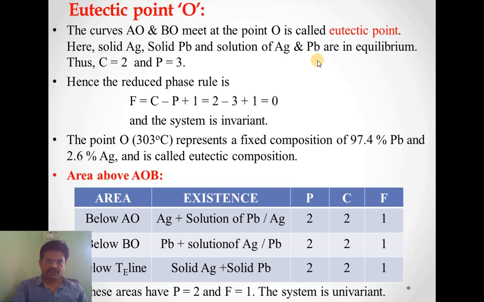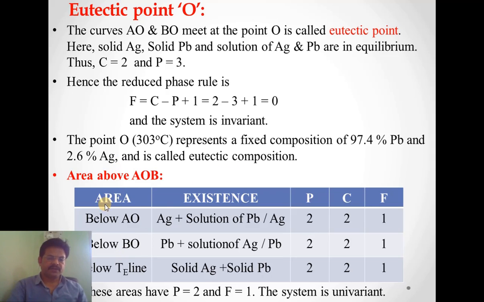These three phases are in equilibrium at point O, which is known as the eutectic point, and hence the value of degrees of freedom comes out to be 0. That means the point O represents a non-variant system. The point O corresponds to 303 degrees Celsius, which is known as the eutectic temperature, as it corresponds to a fixed composition of 97.4% Pb and 2.6% silver, which is the eutectic composition.